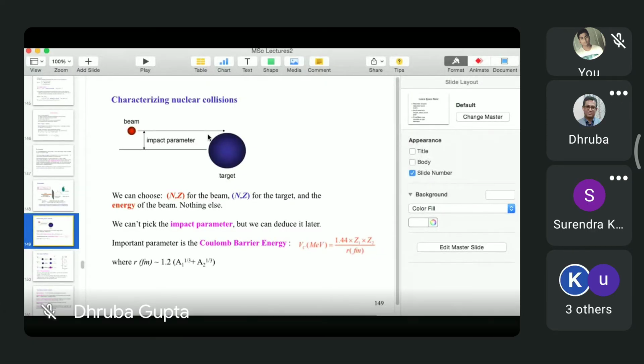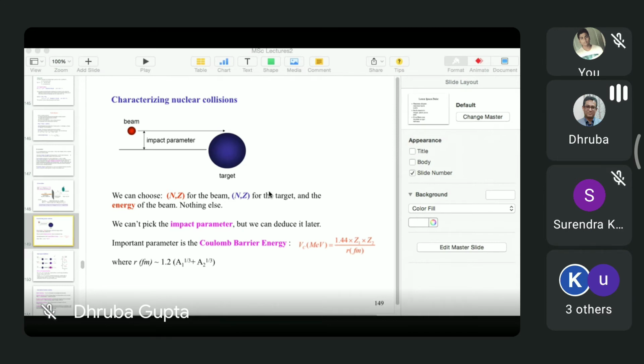Okay. So another parameter is the Coulomb barrier energy. Since the beam particle and the target nucleus both have positive charge due to the protons, there will be repulsion, and that will form a kind of barrier. Basically it will repel the projectile, so the projectile will be decelerated.